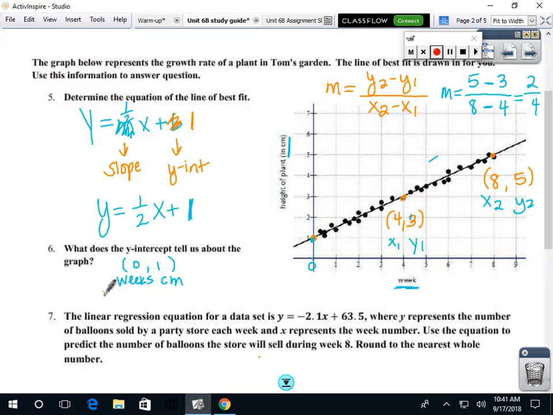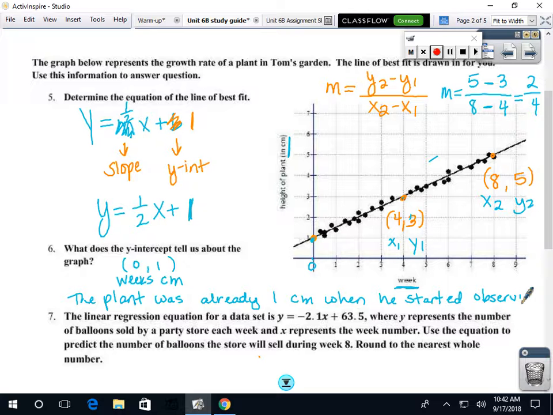So what it represents is the plant was already 1 centimeter when he started observing the growth. Okay? Now, it could be worded a little bit differently. Like, instead of saying the plant was already 1 centimeter tall when he started observing, what else do you think the question might, or the answers might say?